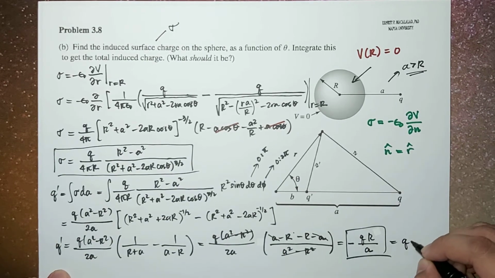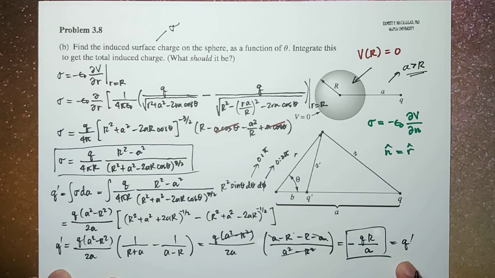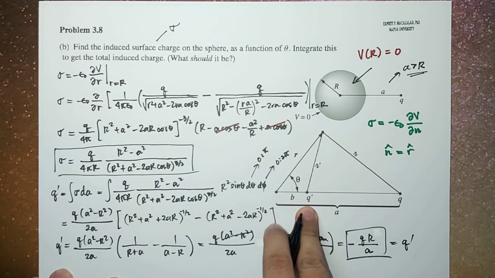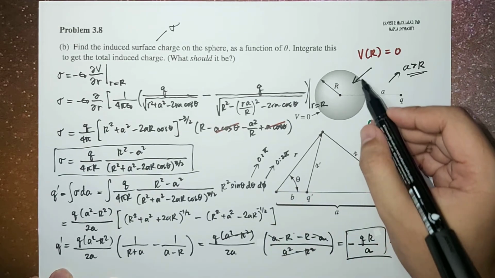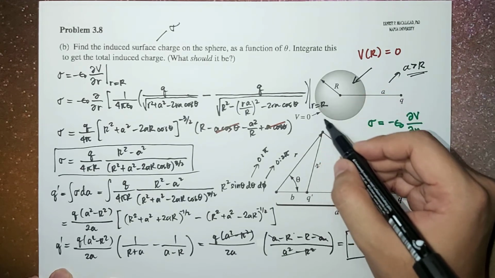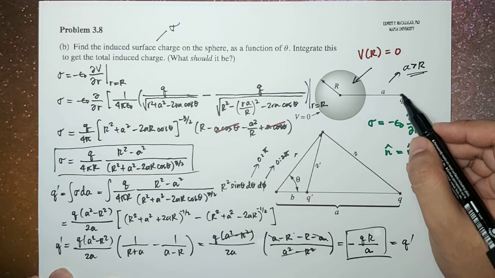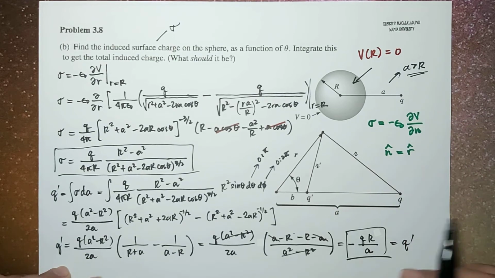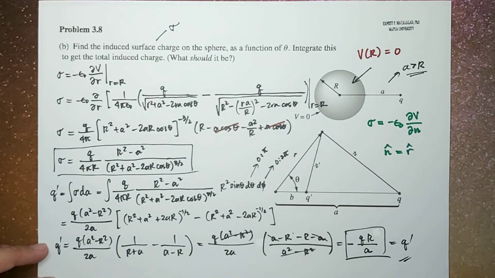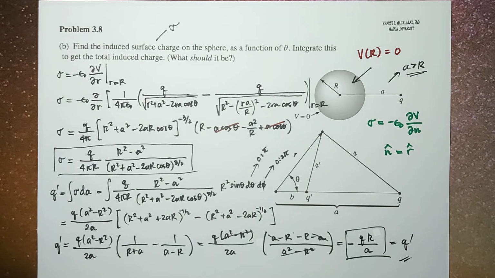This is equal to q prime. Okay, so naturally the induced charge here will be equal to the negative of this charge, right? Amazing, right? Everything is consistent. That's it. That's problem 3.8 letter B of Griffiths 4th edition.